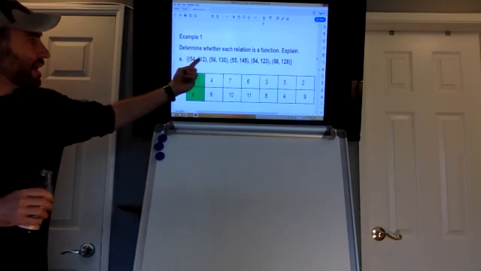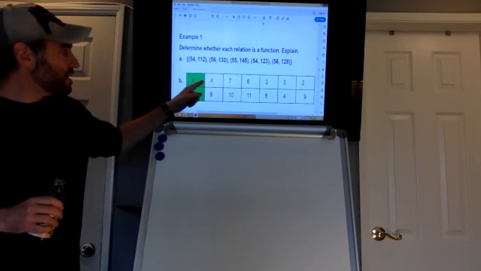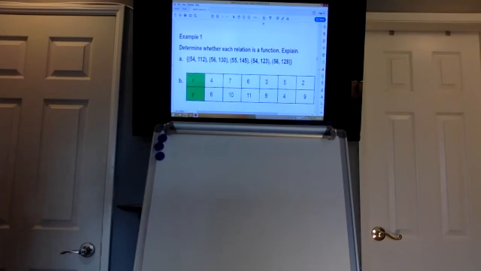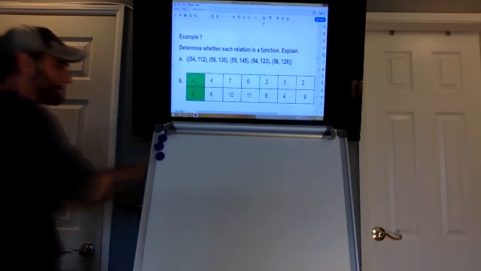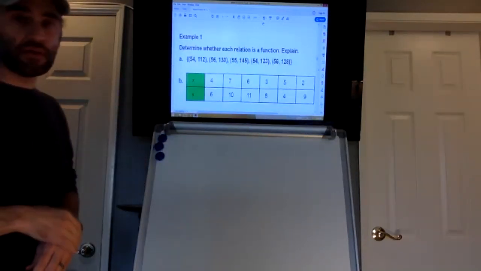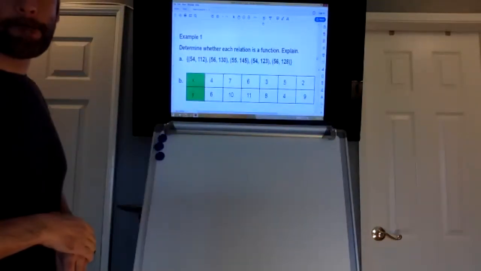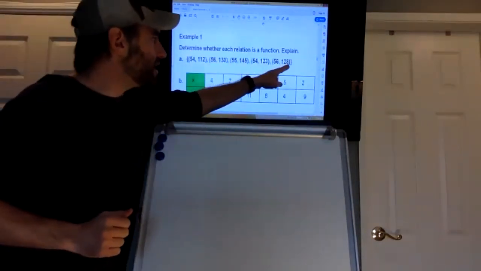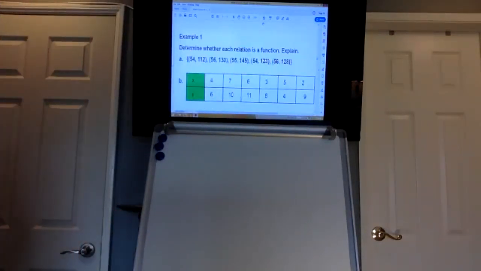Remember, X, Y, X, Y, X, Y. Here are your X's that go with these Y's. Do we just write not a function? Yeah, not a function or function. Anybody need more time? What does the last one on A say? 56, 128. And the second one says 56 also? Yes? Okay.